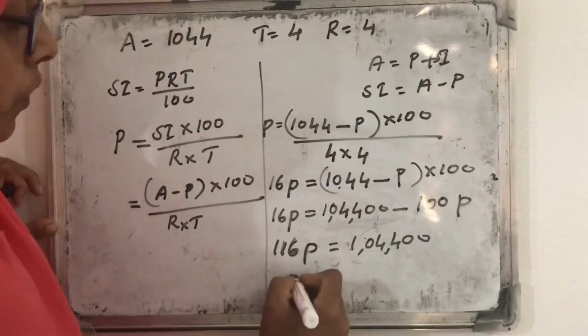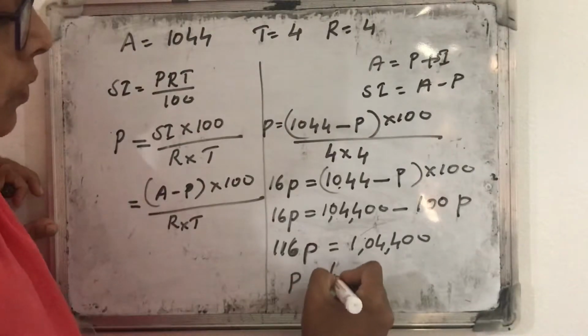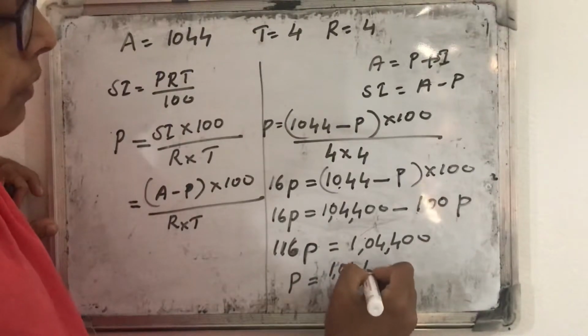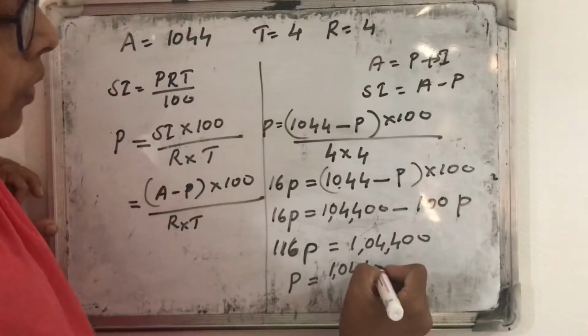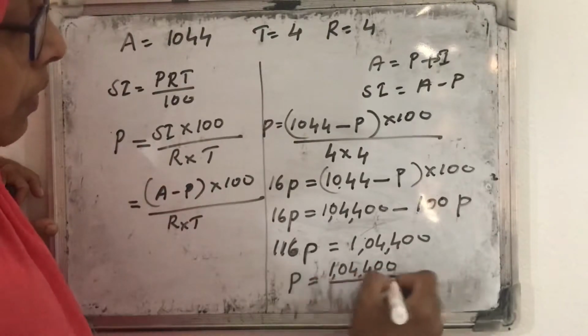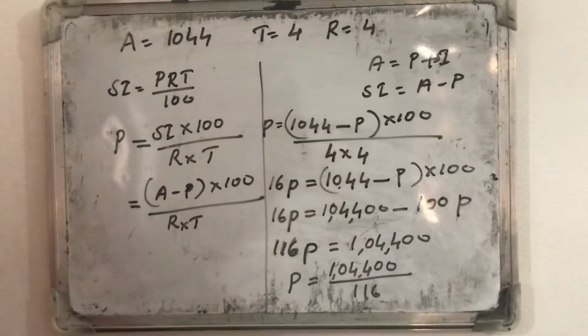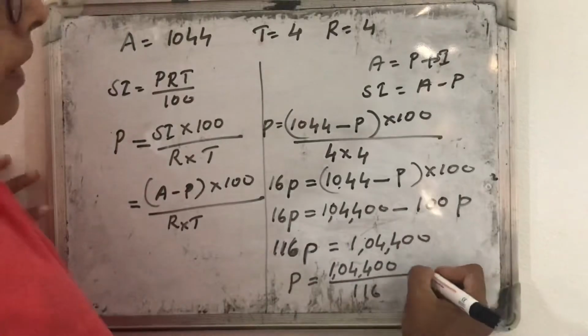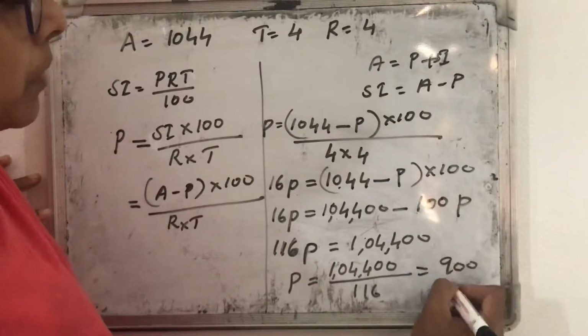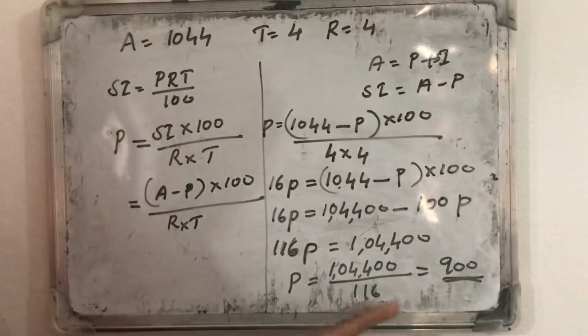1,04,400. So from this we can calculate P is equal to 1,04,400 divided by 116. Okay, so using this calculation we will get 900. So what is the principal we got here? 900. Okay, this way we can calculate.